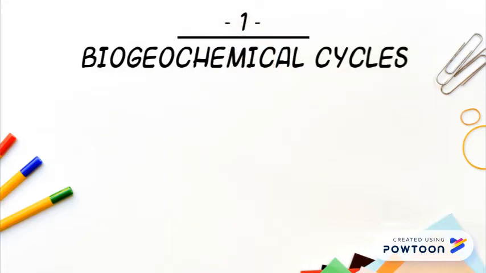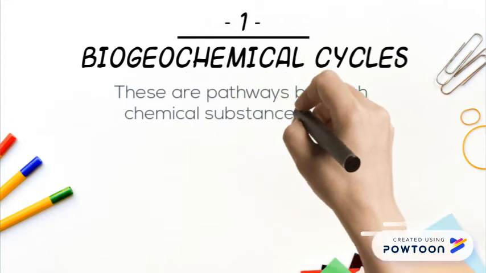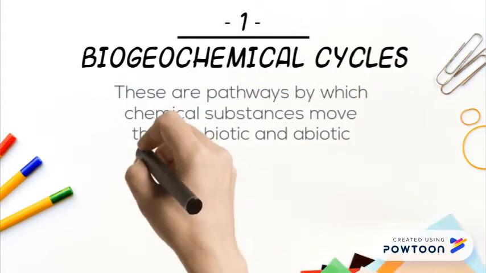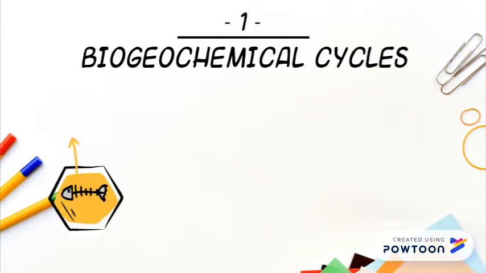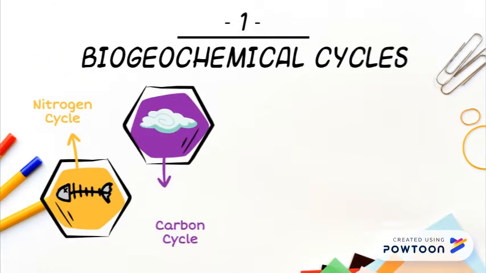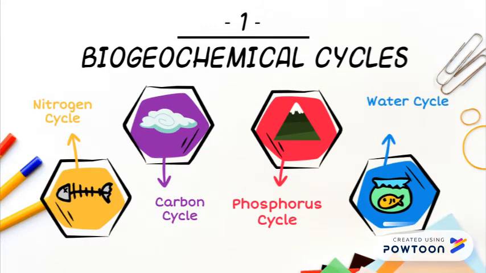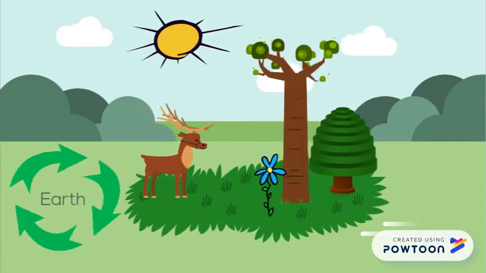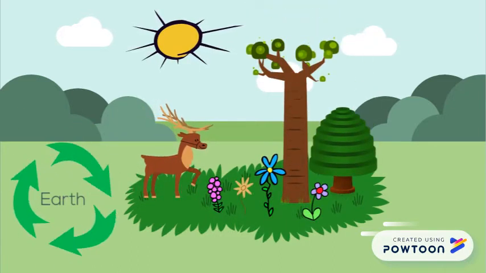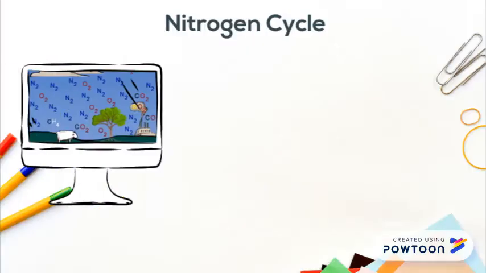What are biogeochemical cycles? These are pathways by which chemical substances move through biotic and abiotic compartments of Earth. Examples of these cycles are the nitrogen cycle, the carbon cycle, the phosphorus cycle, and last but not least, the water cycle. In this short video, we will discuss these cycles in detail and how these substances move through our environment. Firstly, we have the nitrogen cycle, presented by Mariah Masha.